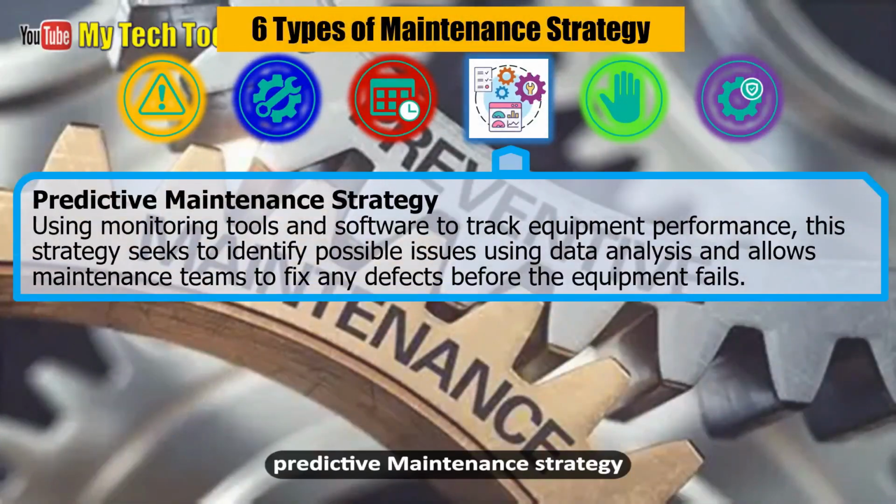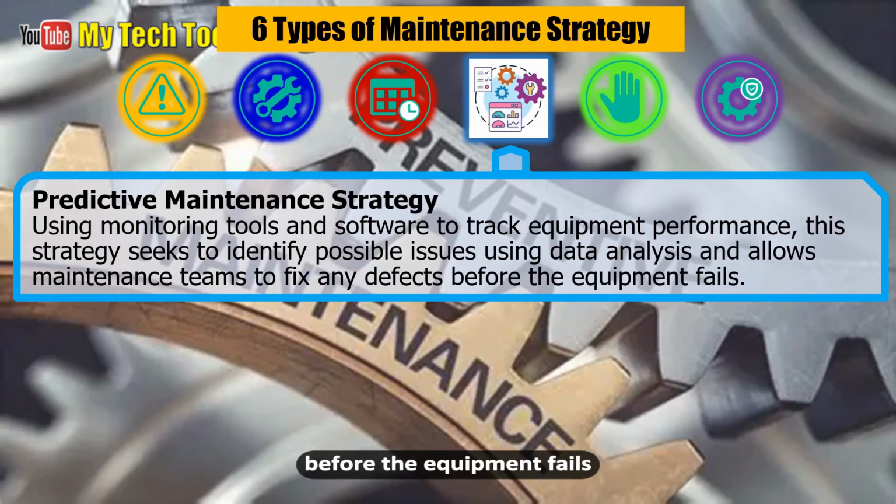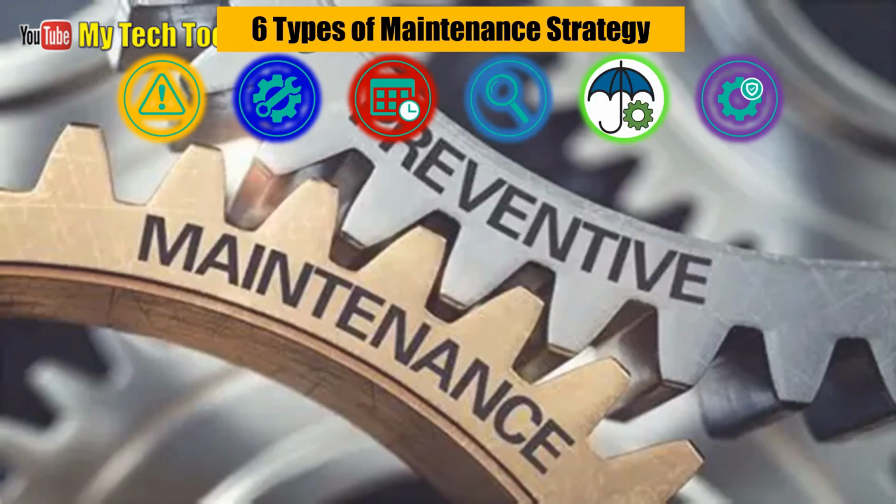Predictive maintenance strategy: the use of monitoring tools and software to track equipment performance. This strategy seeks to identify possible issues using data analysis and allows maintenance teams to fix any defects before the equipment fails.